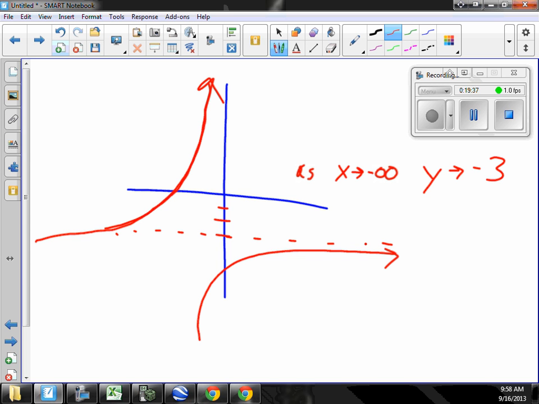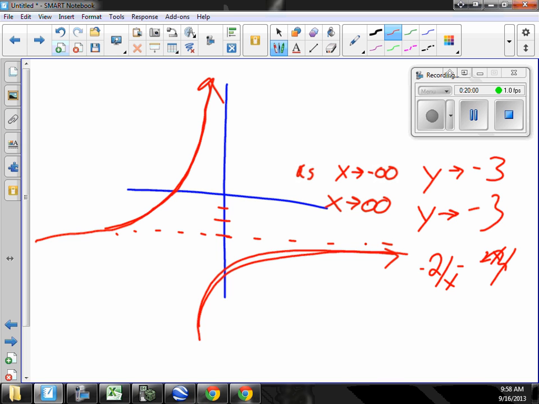Okay, what about the other side? As x goes to the right, my y value is getting closer and closer to negative 3. Yes. This one would be negative 2 over x, and this one's minus 3.